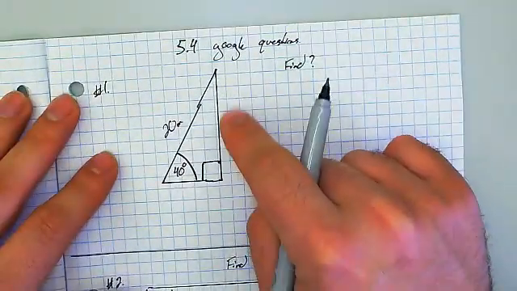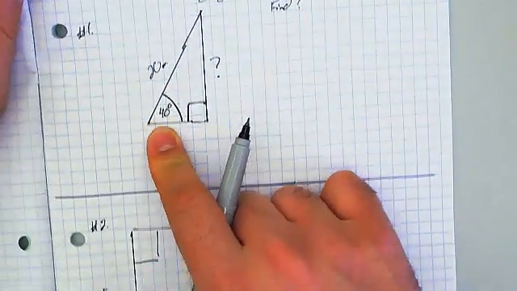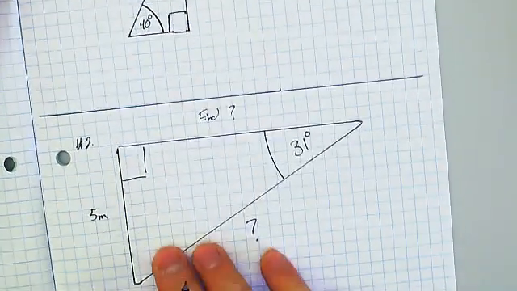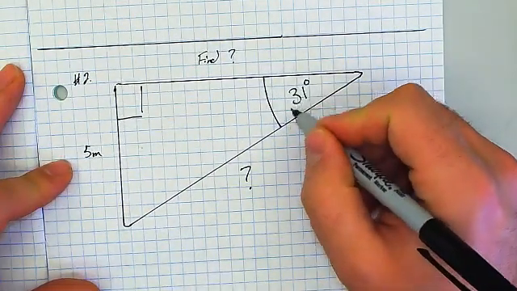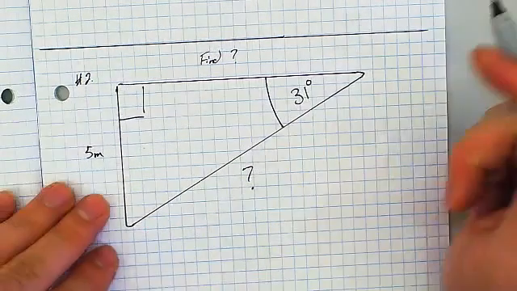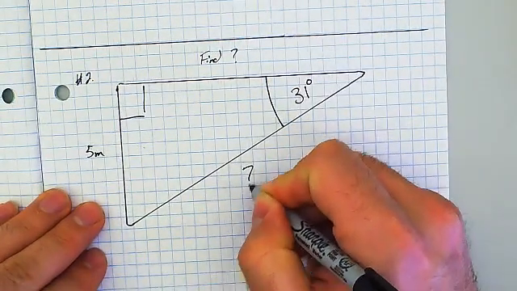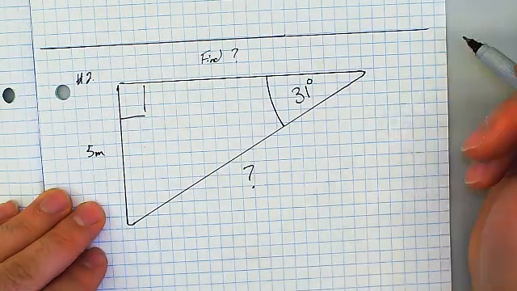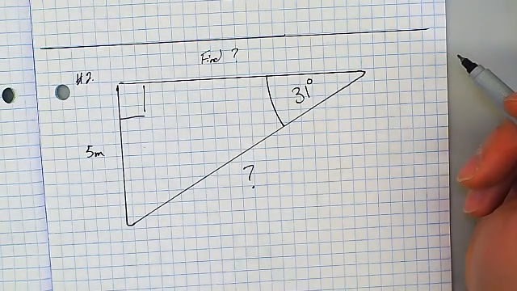That is it for 5.4. Your two questions are to solve each triangle. The first triangle, you have to find the unknown based off of 40 degrees with a side length of 20. And the second question, you have to find the unknown based on an angle of 31 degrees with an opposite length of 5 meters.